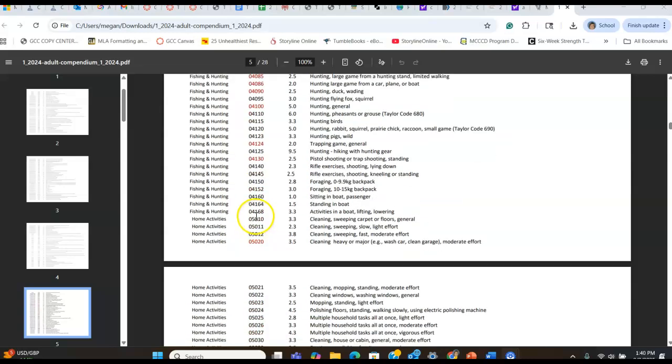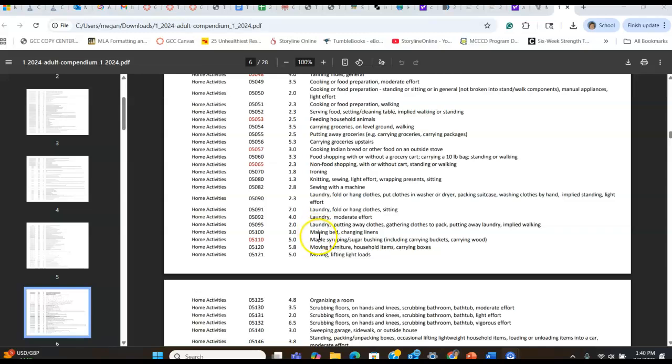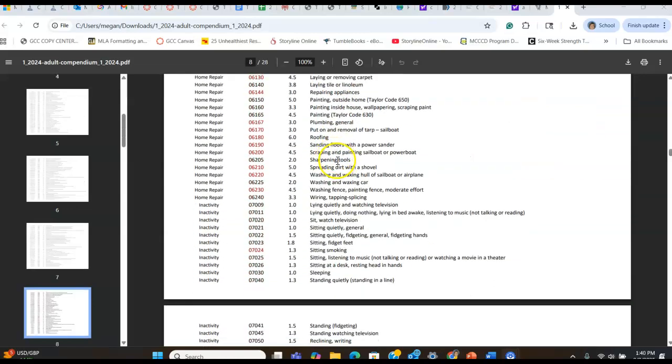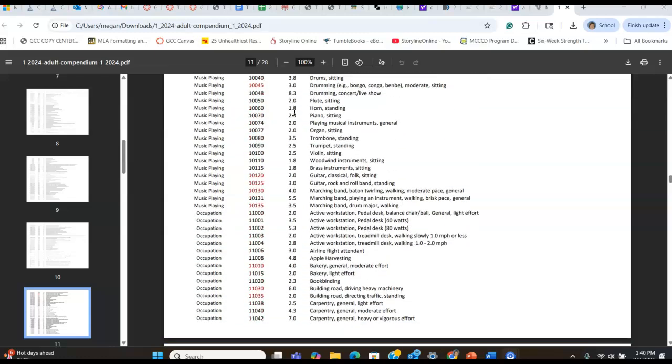You have 28 pages. You can go from fishing to hunting to daily activities of yard work to sewing to making your bed to feeding your household animals, okay? Everything is in here. Okay, so if you need to determine an appropriate MET level for someone or appropriate activity at a certain MET level, let's say you have a client and you know they need to be exercising roughly at a 3 or 4 MET level range, you could go through here and find exercises that are at that 3 to 4 MET level range that you think the client might enjoy.